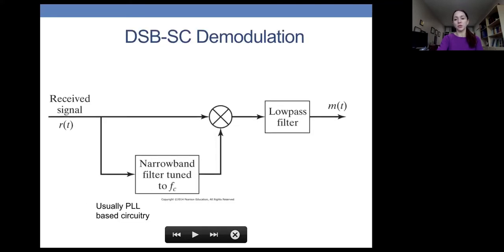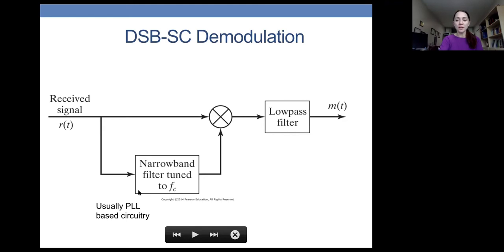Now, how about demodulation? Well, of course, mathematically speaking, you can take the signal, multiply it again with the carrier wave, and then low pass filter the result. And this should work. So how do you get the carrier signal is the main issue here. How do you obtain the carrier signal at the right frequency, at the right phase?